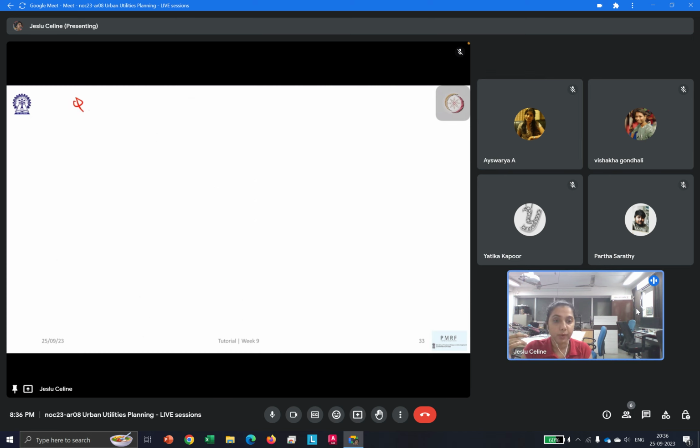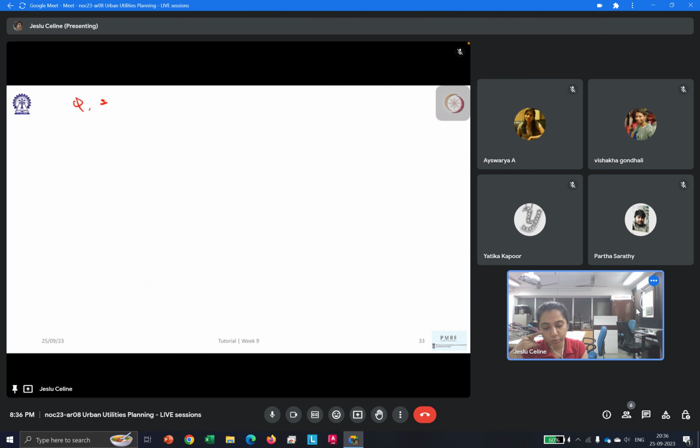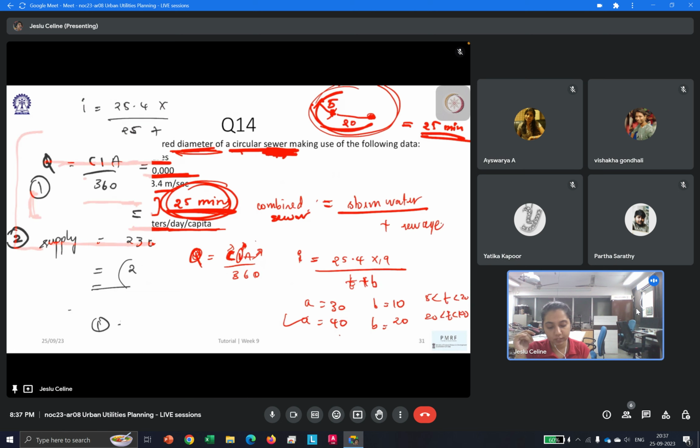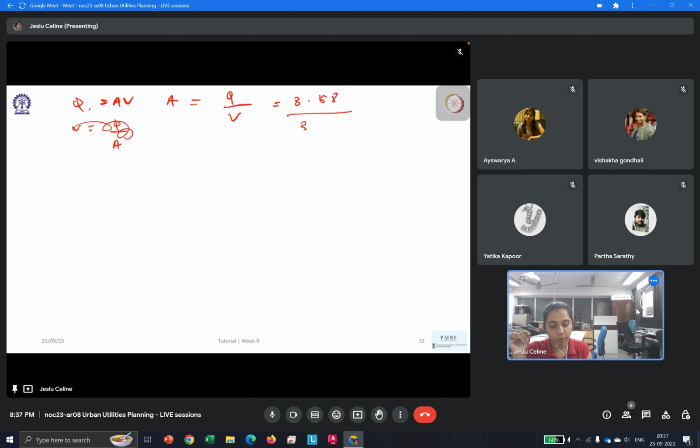So again, going back to the question, we need to find the minimum required diameter. Going back to the previous one, Q is equal to AV, so A is equal to Q by V. Q we already found, 3.58 something, divided by V. V is already given in the question, 3.4 meter per second. So A is equal to 3.58 divided by 3.4, which is pi d square by 4. D is what we are interested to find.